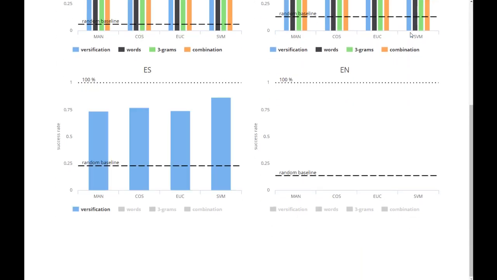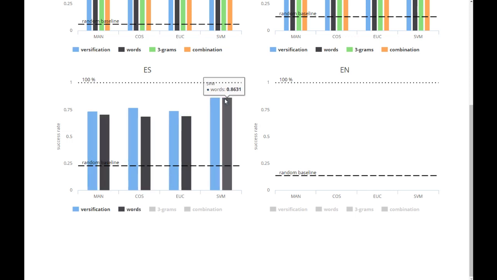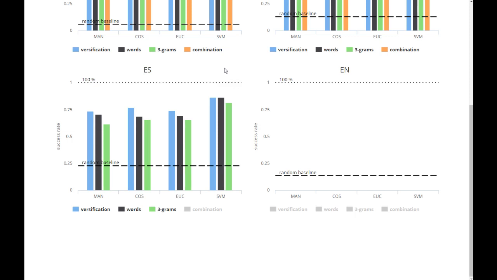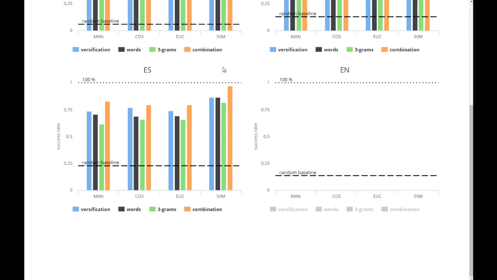With the Spanish corpus, versification performs very well. With support vector machine, we get some 87% of accuracy. It is more or less comparable to the analysis of words, or slightly. Yeah, this is a tiny difference. Trigrams are slightly worse, and once again, this is the same situation which we encountered before. Combination of features gives the best results of them all.